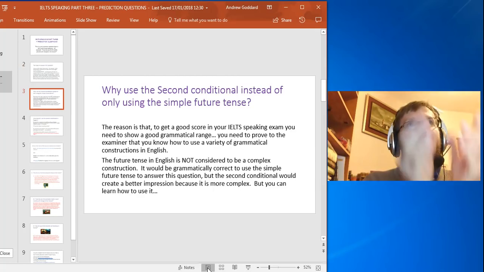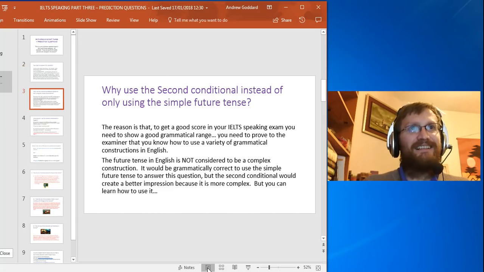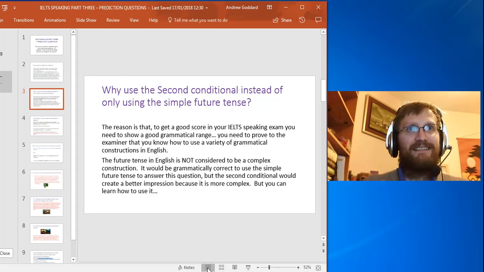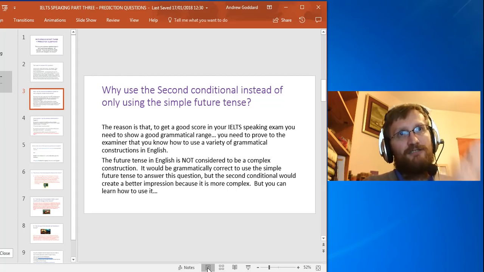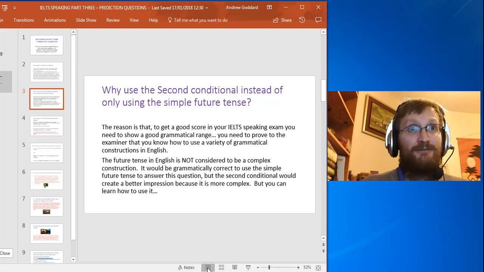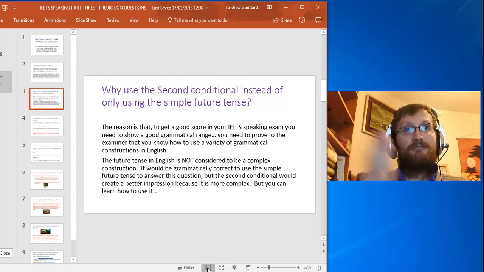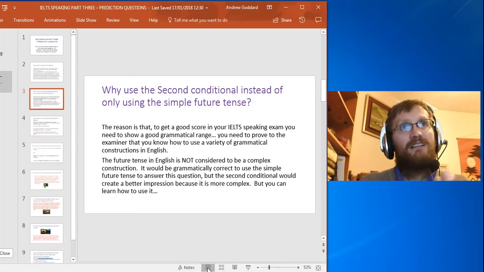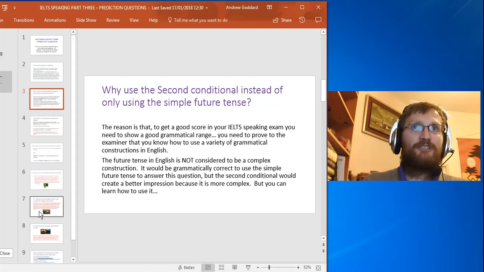construction. So, to get a good score in your IELTS speaking exam, you need to show a good grammatical range. You need to prove to the examiner that you know how to use a variety of grammatical constructions in English. The future tense in English is not considered to be a complex construction. It would be grammatically correct to use it, but the second conditional would create a better impression because it's more complex. And that's the answer to the question, why should you use the second conditional instead of only using the simple future tense to answer these prediction questions?